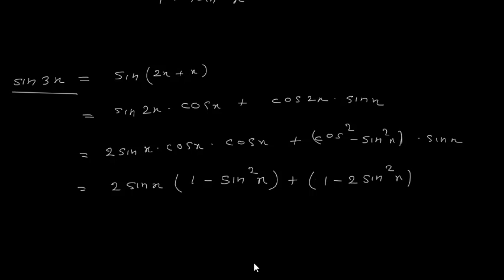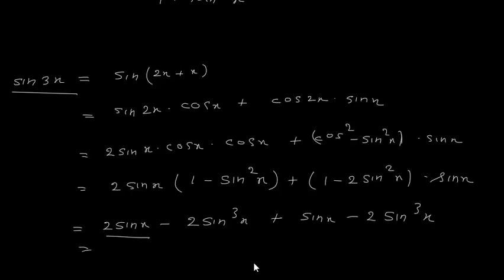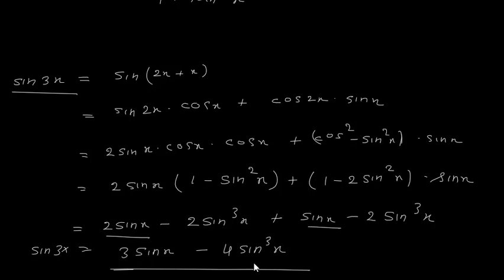2 sin square x into this is sin x. So now I will open the bracket. This is 2 sin x minus 2 sin cube x plus sin x minus 2 sin cube x. So this 2 sin x plus sin x will become 3 sin x minus this is 4 sin cube x. So this is the expression for sin 3x. Simple. Sin 3x is 3 sin x minus 4 sin cube x.